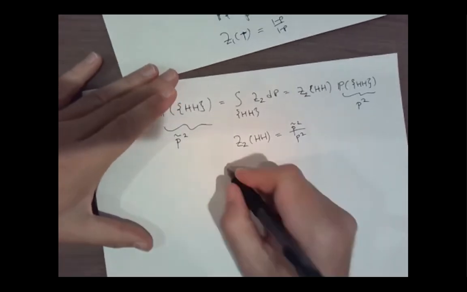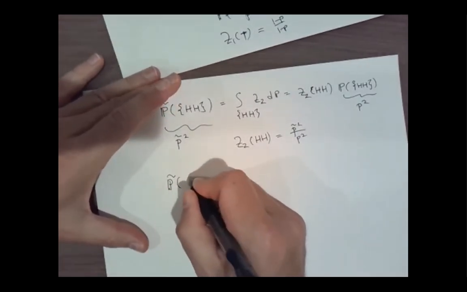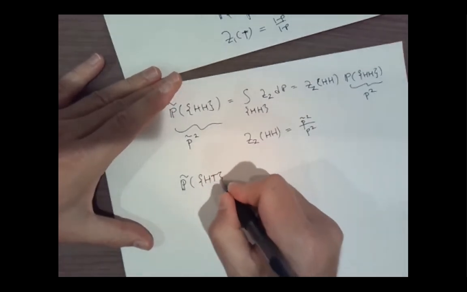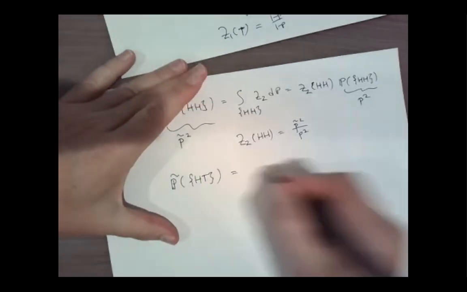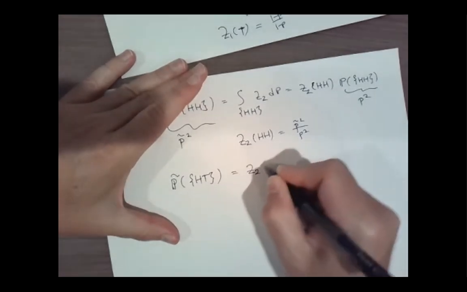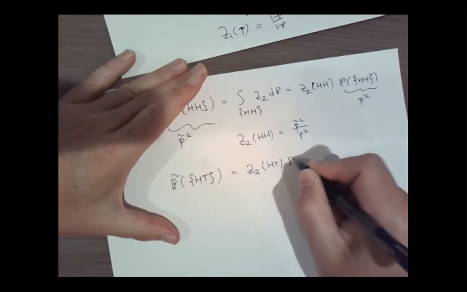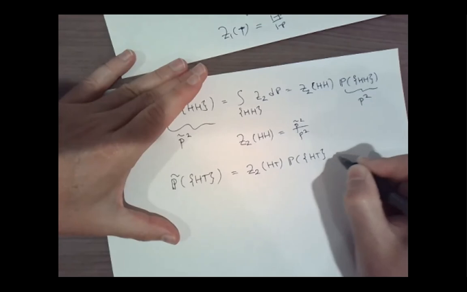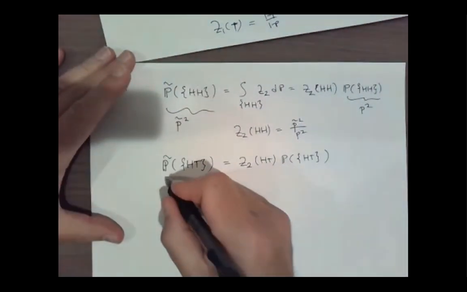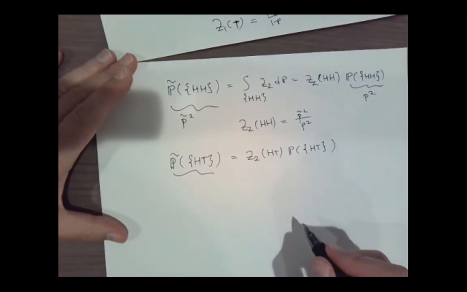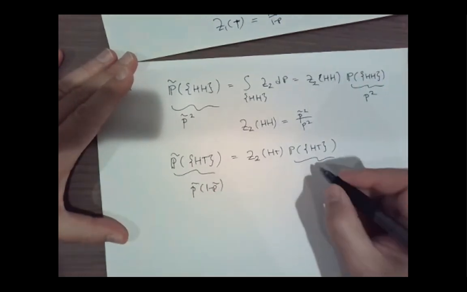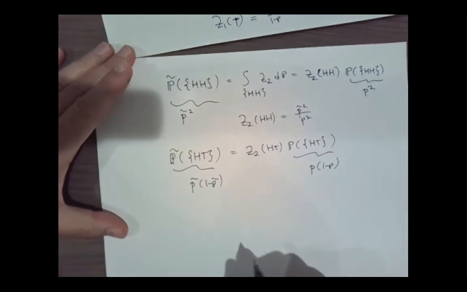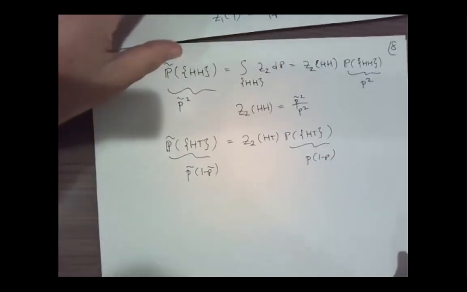But I could perform the same calculation if I wanted to mix it up and we get H and T. So then what would that be? It'll be C2 of HT times P of HT. And now what are the probabilities here? Well, the first one is P tilde times 1 minus P tilde. And this one, P times 1 minus P. So you can start seeing the pattern now. Yes, I can. Thank you. Okay.